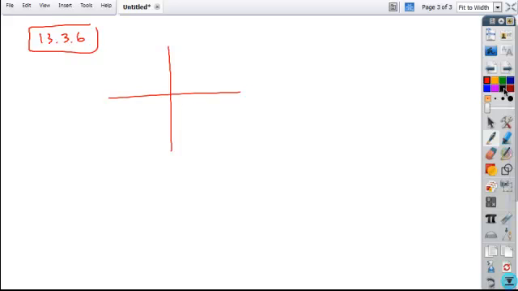5, negative 12. So the first thing you want to do, one side of your angle is the positive x-axis, is plot your point. So here's 5 in the positive direction, 12 in the negative direction. So 5, negative 12 would be down here in quadrant 4. Okay, so that would be your point.